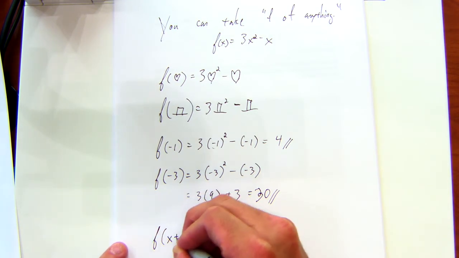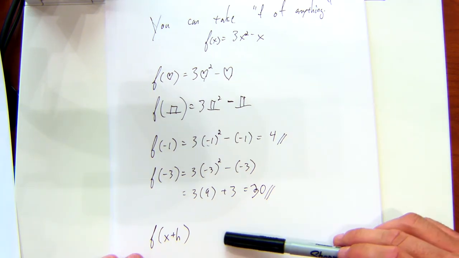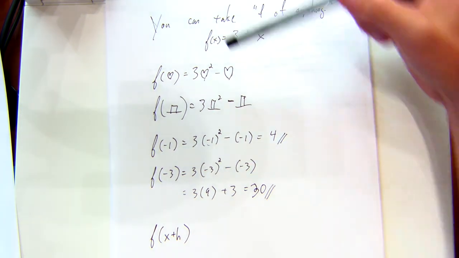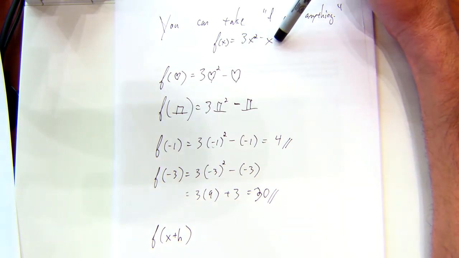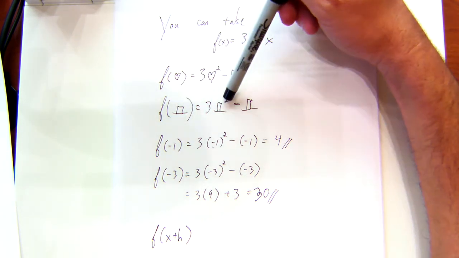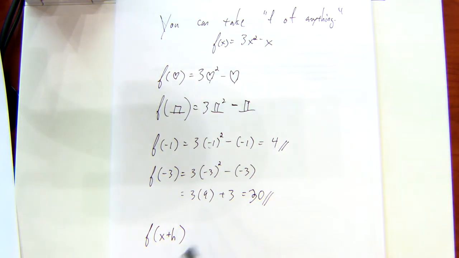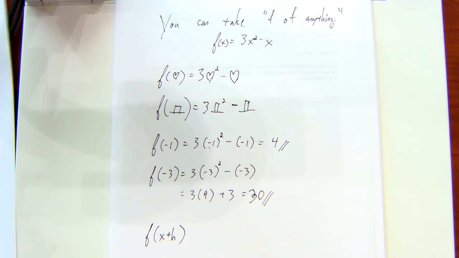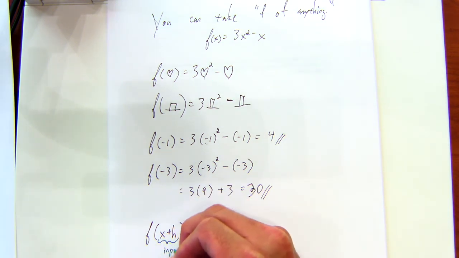f of x plus h. Now, for this one, you might want to consider in your mind: well, f of x is 3 x squared minus x. f of heart is 3 heart squared minus heart. f of hat is 3 hat squared minus hat. What is my heart or my hat in this case? Yes, so the whole thing here, this is my input.